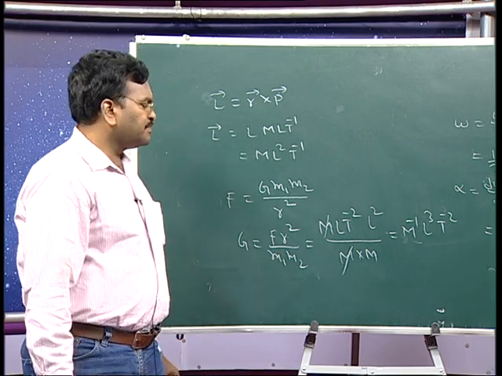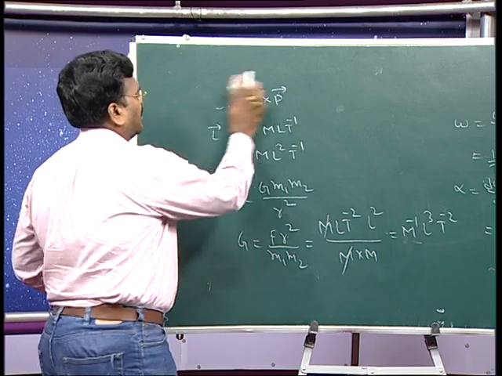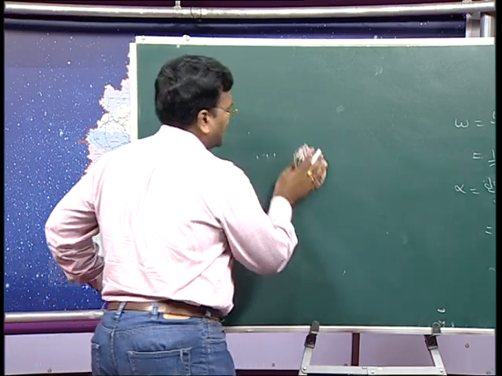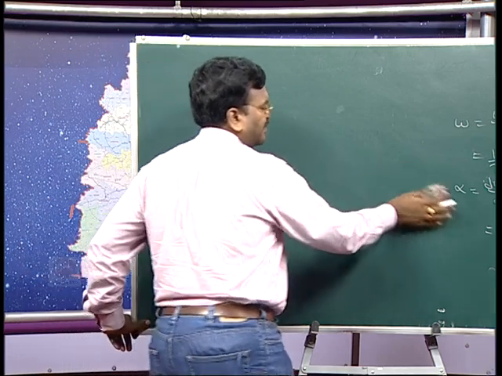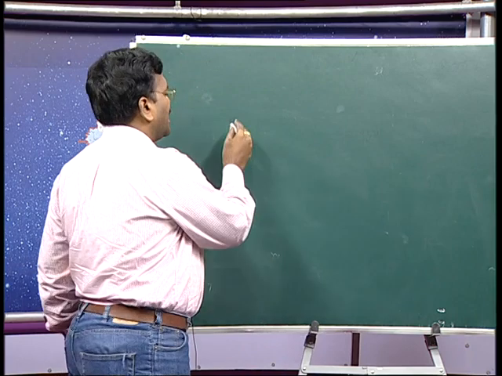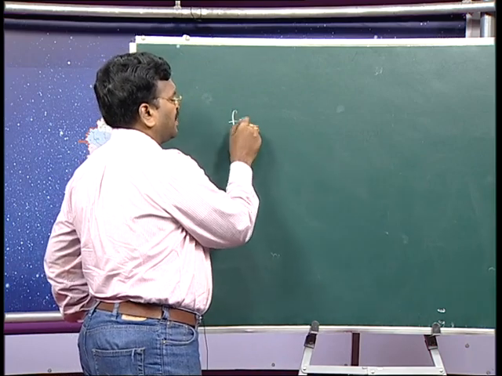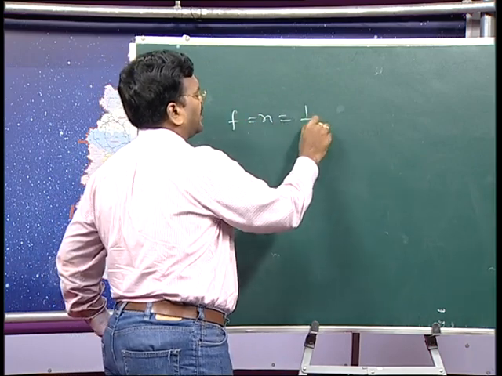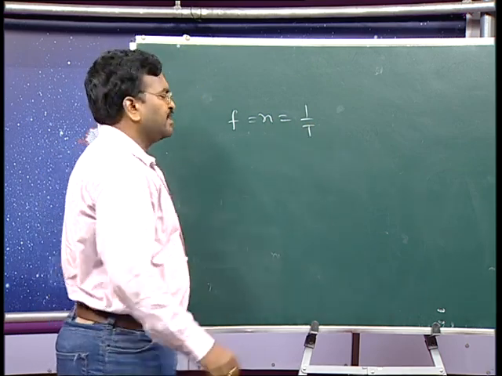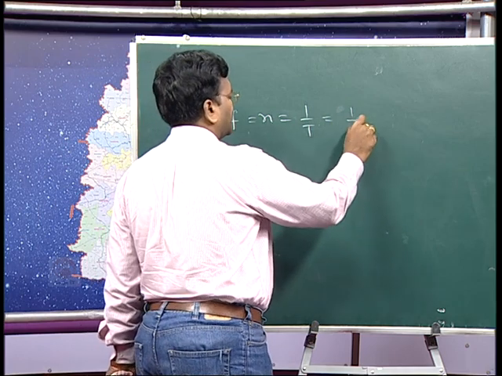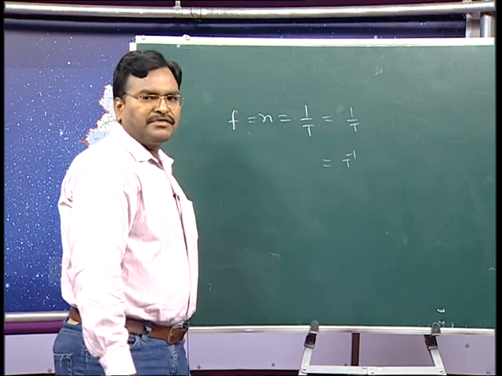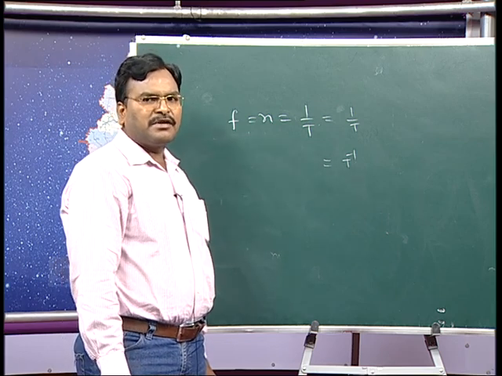And next one, frequency. What is the dimension formula for frequency? Reciprocal of time period. What is the formula for frequency? Frequency means the number of oscillations. Frequency f or n is 1 by T. What is T? Time period. What is the dimension formula for time period? T. The dimension formula for time period is also T. So T power minus 1. So the dimension formula for frequency is T power minus 1.